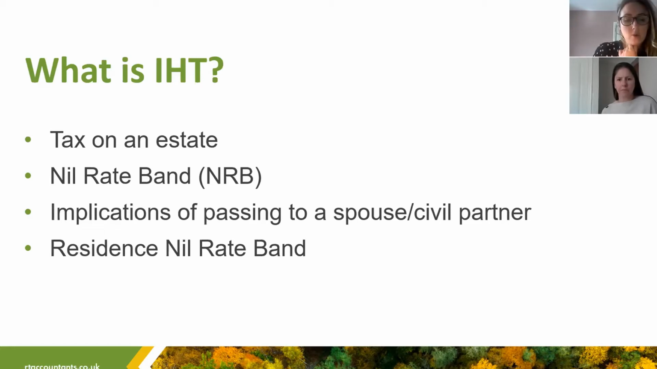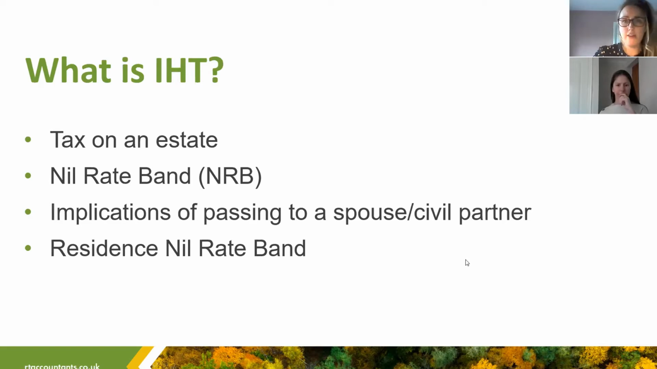There is also a residence nil rate band. This is in addition to the nil rate band. It may be available if you've got a residential property in your estate, and that amount available is up to £175,000. And also the residential property must be passed to a direct descendant, so that's children, grandchildren, in order to qualify for this extra nil rate band.